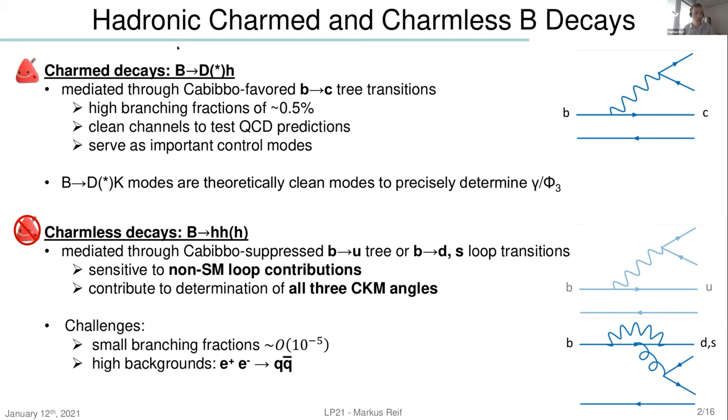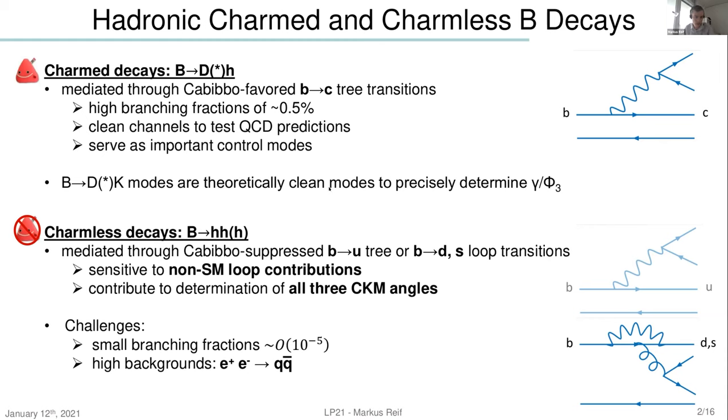Charmed decays are so B2D or D star plus a light hadron, where the light hadron is a kaon or a pion. For this, we have to transform a B to a C quark, which can happen on tree level and is Cabibbo favored. So therefore, these decays come with high branching fractions. From a theoretical point of view, they're very clean, so they can be used to test standard model predictions. And because of this high branching fraction, they are often used as control modes in other decays. For example, in these charmless decays, we often use them as control modes to validate our analysis. Also in B2DK decays, we can determine the CKM angle gamma, alpha 3.